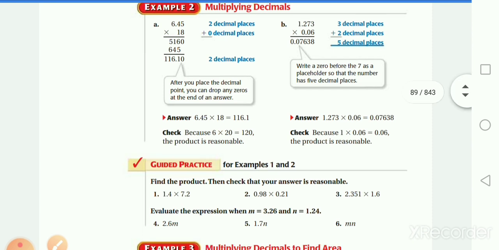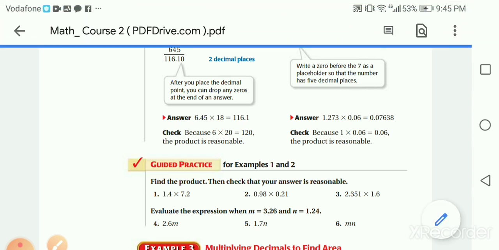And here, as I told you, when we multiply both numbers by each other, it gives me 0.07638. By estimation, 1 times 0.06 gives me the same number, as 1 is like a mirror. The product here is reasonable, okay?